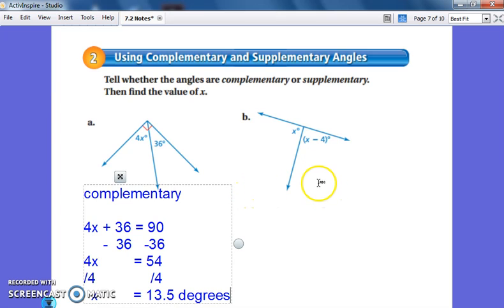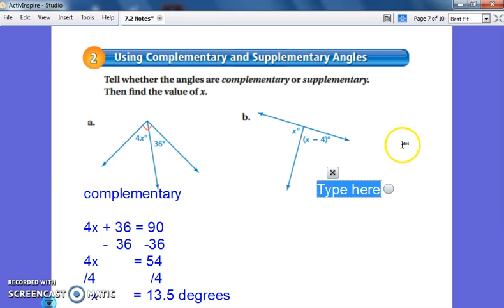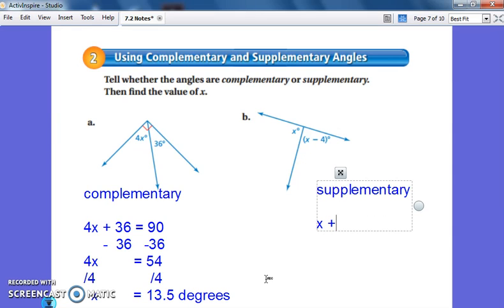For letter B, I have a big hint here because there's a straight line. So x plus x minus 4 is equal to a straight line. Straight lines always measure 180 degrees. So I know this here is going to be supplementary. And let's go ahead and set up our equation. We know that x plus x minus 4 is now going to equal, instead of 190, we have a straight line, so it's 180 degrees.